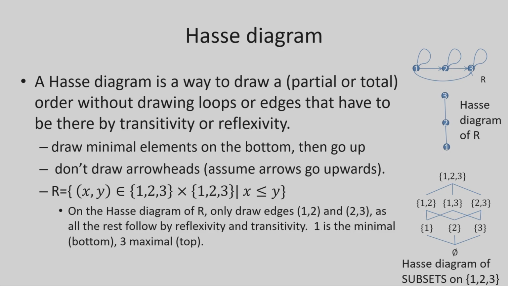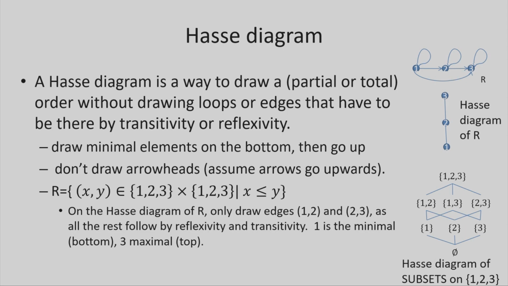Moreover, it has a diagram. We get rid of arrows because this time we draw the smallest, the minimal thing on the bottom and the maximal thing on the top. And every time we draw an edge, we draw it upward. So if there is an edge from one element to another, then we read it as the element below is related to the element above.